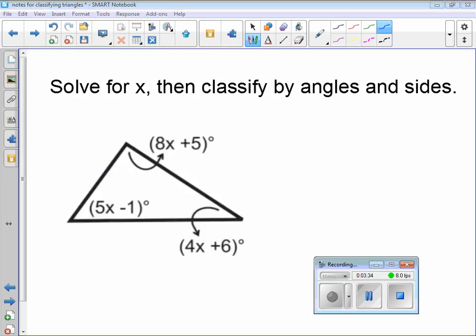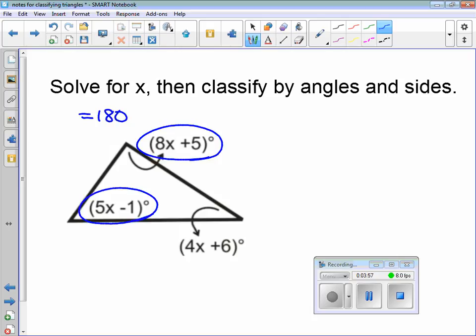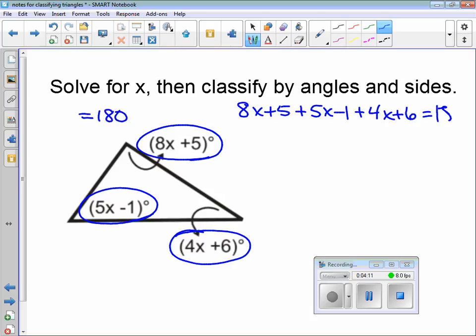In our next example, they ask us to solve for x and then classify by angles and sides. In looking at this triangle, we don't have any measurements. All the angles have x involved. Well, we know that all the angles of a triangle are supposed to equal 180 degrees. So for this triangle, we are going to take all 3 angles and add them up. So we have 8x plus 5, plus 5x minus 1, plus 4x plus 6, and set that equal to 180.